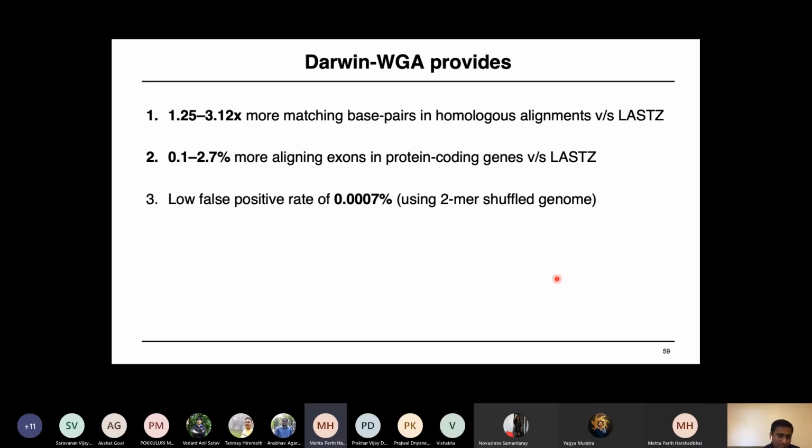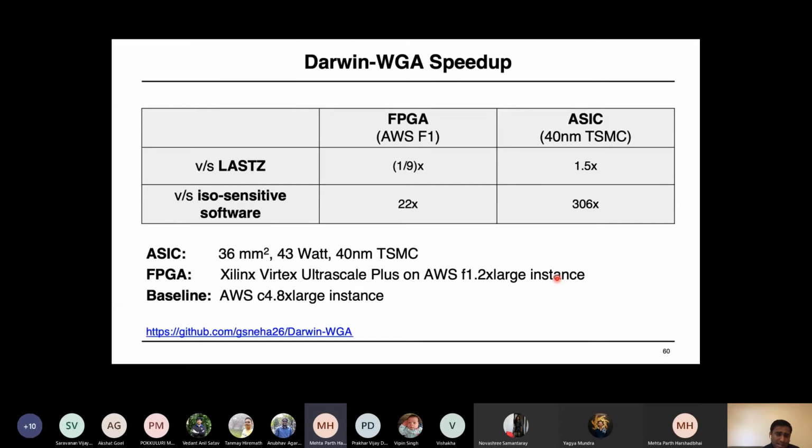But yeah, we show in the results that we are a lot more sensitive compared to the state-of-the-art tool. And that's useful, especially when you are trying to compare distantly related species. And we showed an FPGA prototype that was working on AWS F1, and like with all our tools, we released it on GitHub, including the RTL for this design. And we implemented this on this particular FPGA.